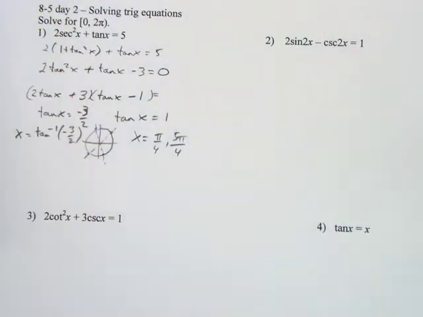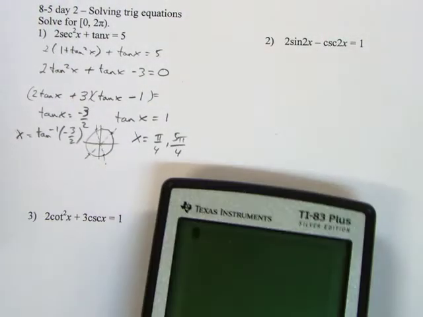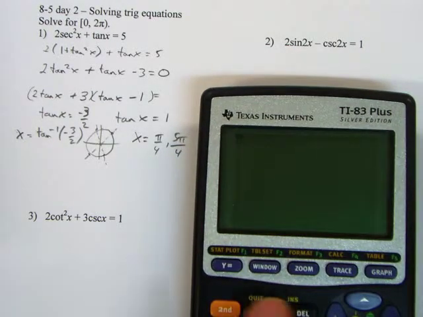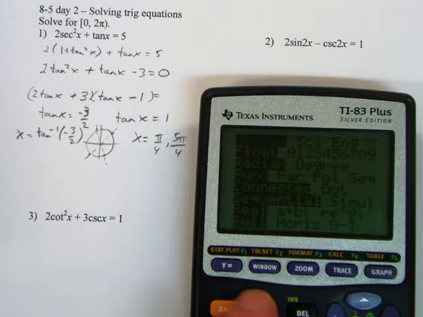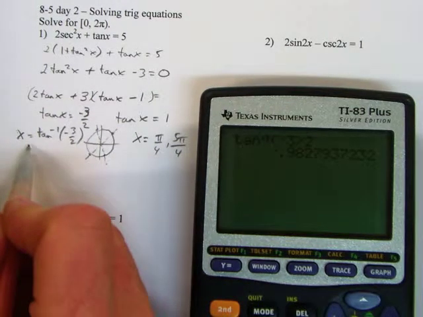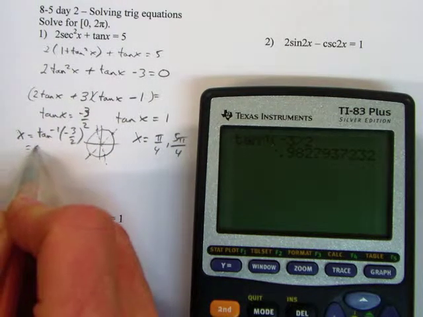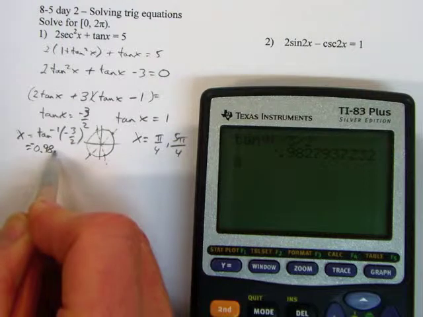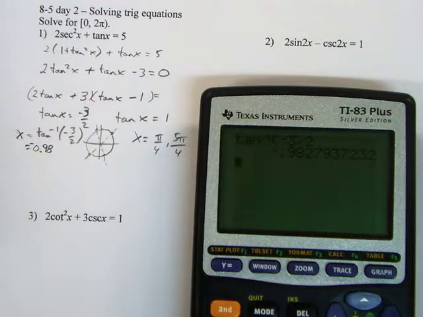So take out your calculator. Make sure you're in the proper mode. Let's hit a quick check. Yes, we're in radian. So we'll say arctangent of negative 3 divided by 2. And this gives us a negative number. So it is approximately negative 0.98 rounded to 2 decimal places.